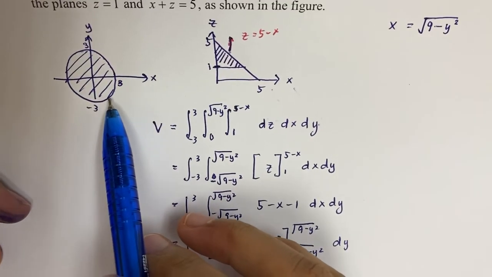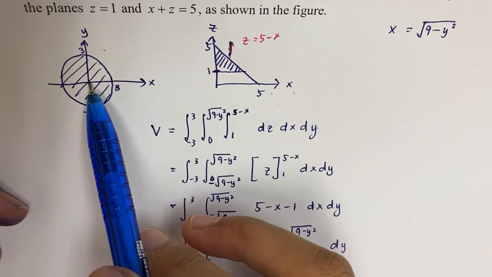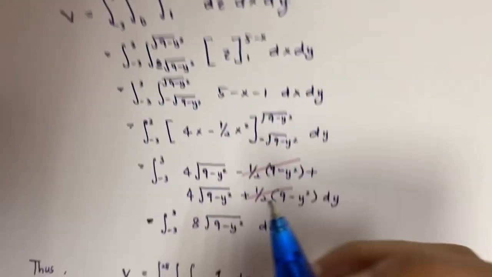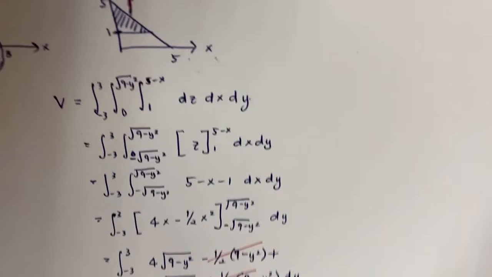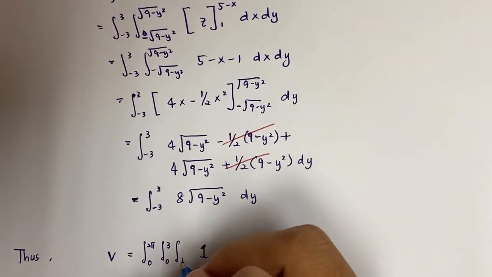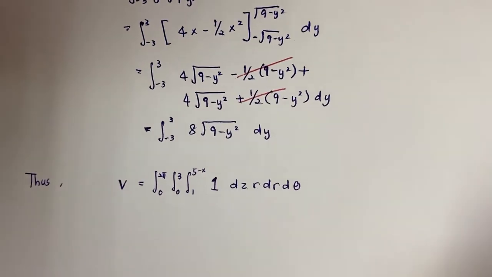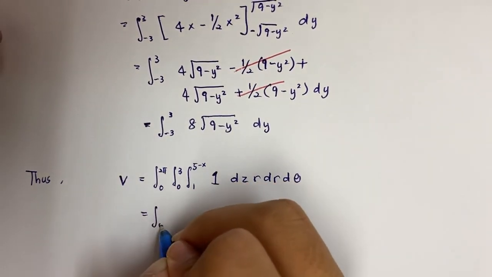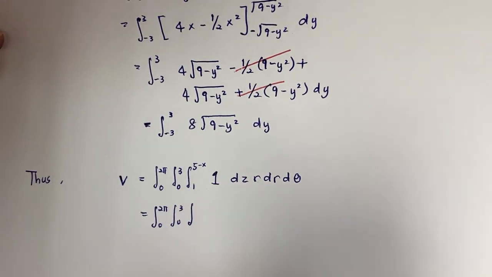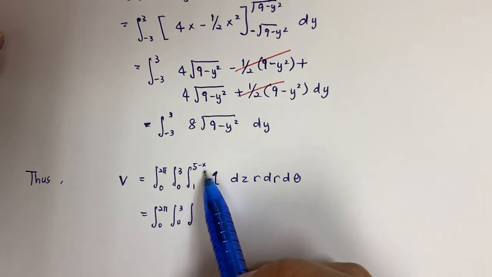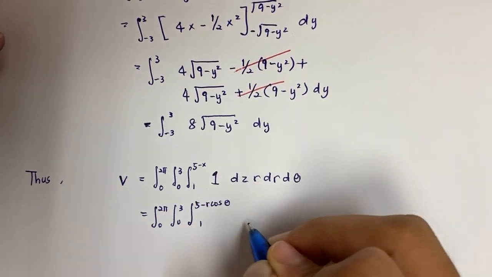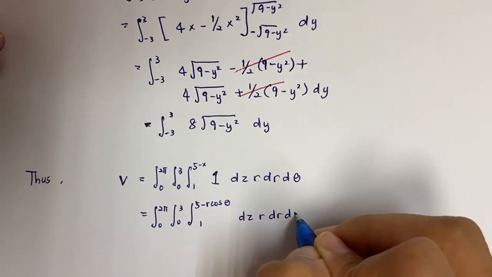For our base, we have a full circle, so the theta limit is from 0 to 2 pi. Here our radius is 0 to 3. And our z limit is the same, 1 to 5 minus x. Now you can find the volume. Remember, in cylindrical as well as in polar coordinates, we don't have x and y. We need to substitute x with r cos theta, integrating 1 dz r dr d theta.